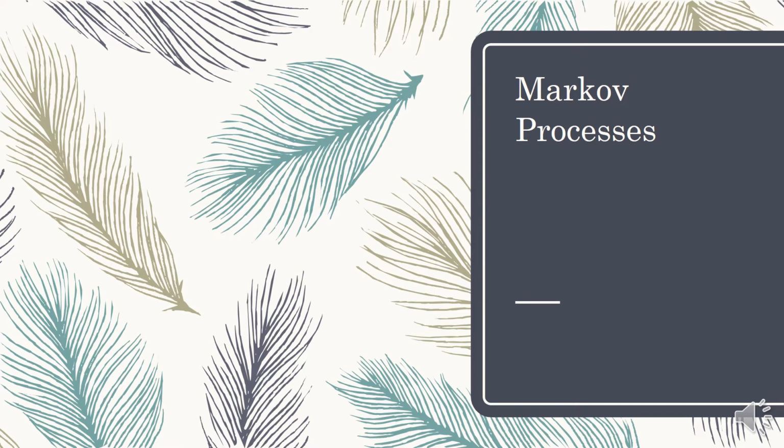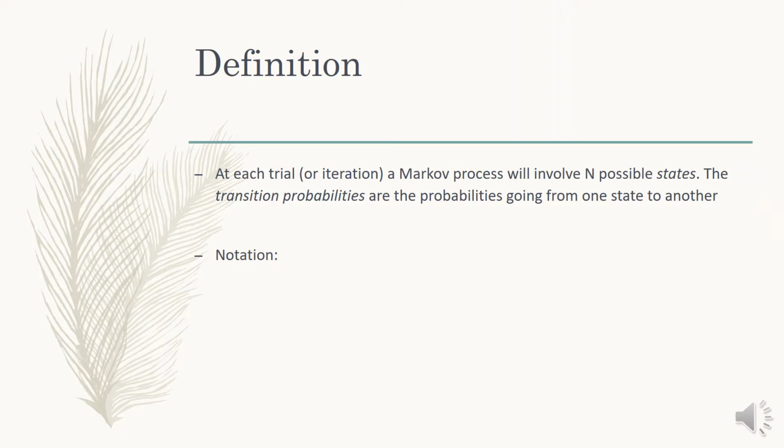We're now going to look at the final topic of this class, and that's Markov process. So a couple definitions here. At each trial or iteration, a Markov process will involve n possible states. You're going to see this word thrown around a lot, and this is everything that you can end up in. So all the different states that you could be in.